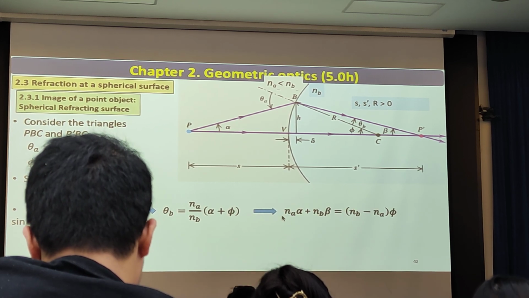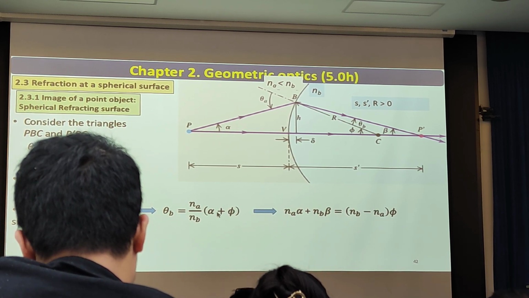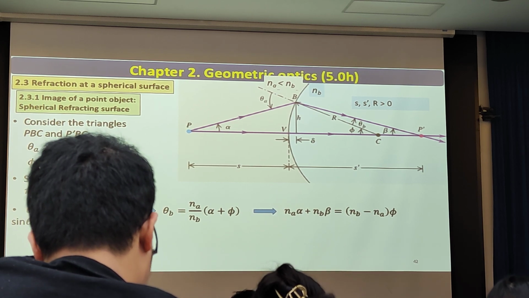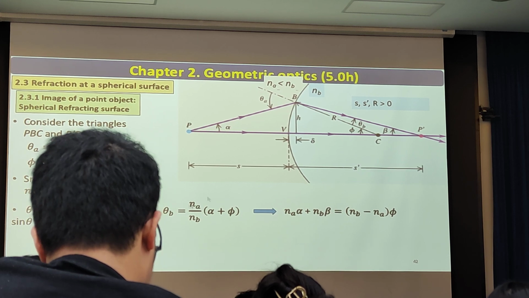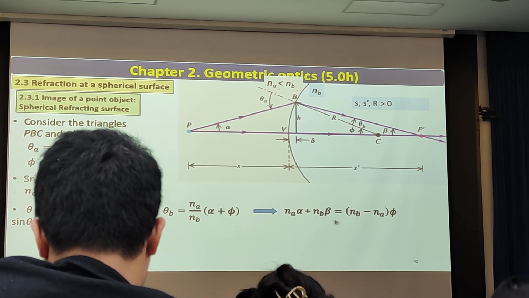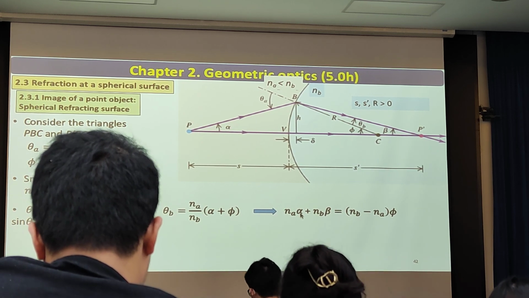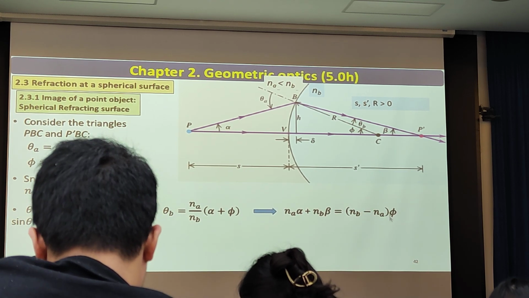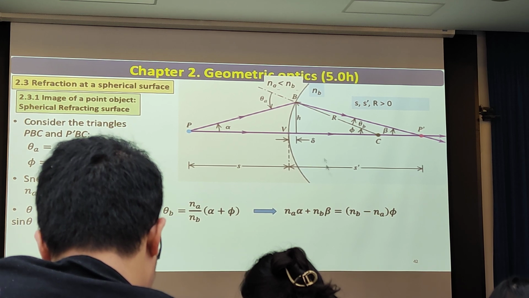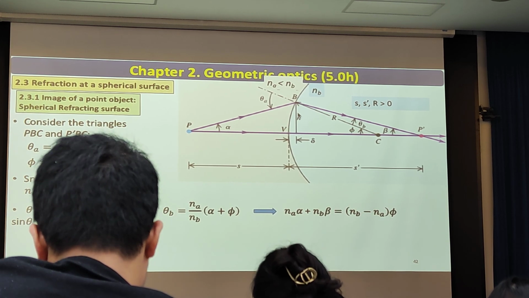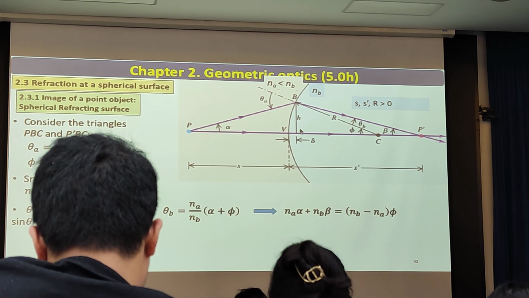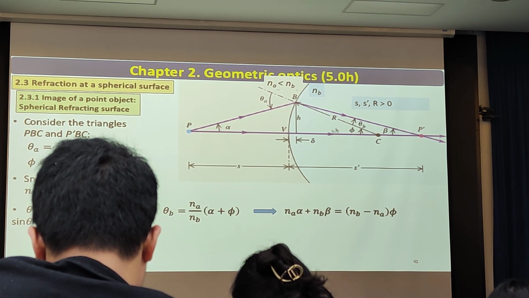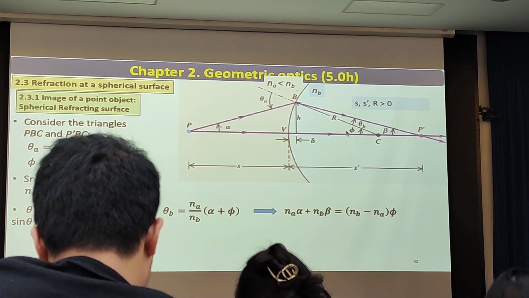And then you can use also NA times alpha, you replace also the phi by beta plus theta B, and you change the sign of these two. You have NA alpha plus NB beta equal NB minus NA times phi. And now, if we do also the position like we did in the reflection part, you see tangent of alpha and tangent of phi and tangent of beta.